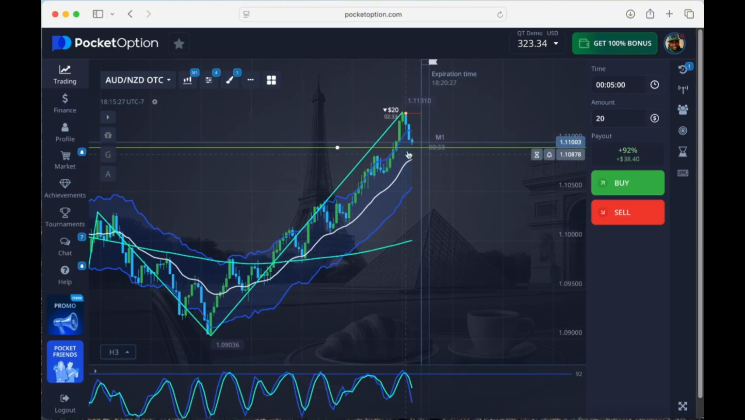So what it could do, it could get to this middle here and then shoot back up and start riding an uptrend again, or it could break structure and then come back down. So we'll see what happens. But we got about 2 minutes and 15 seconds left. Let's see if we can win this trade.